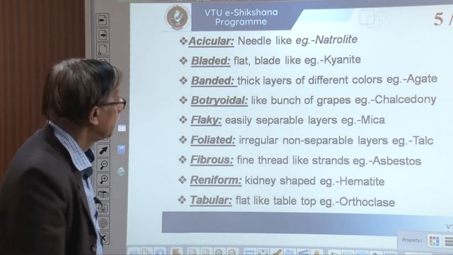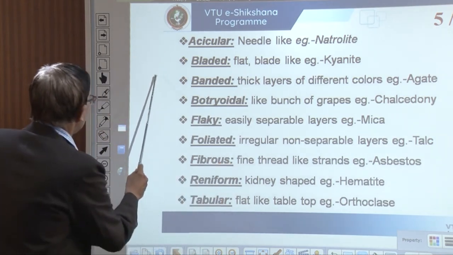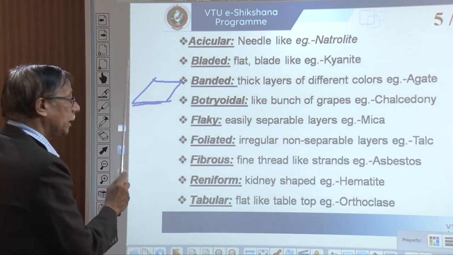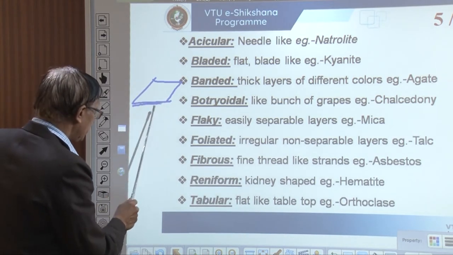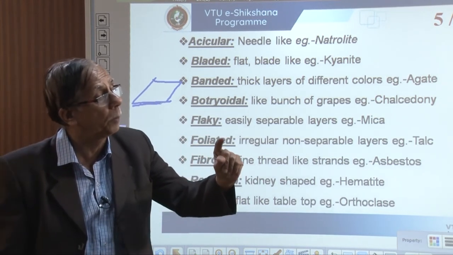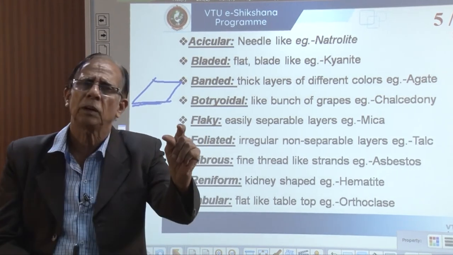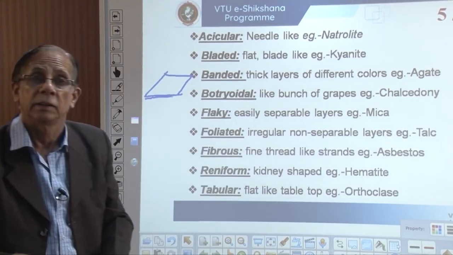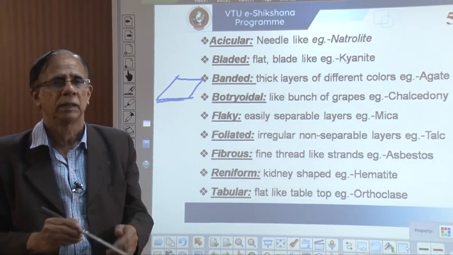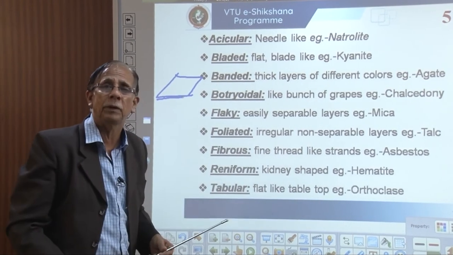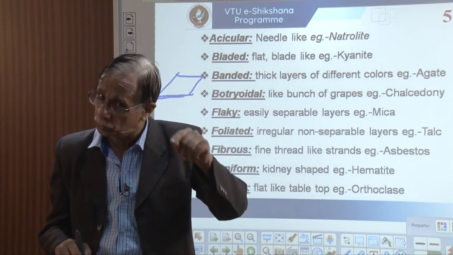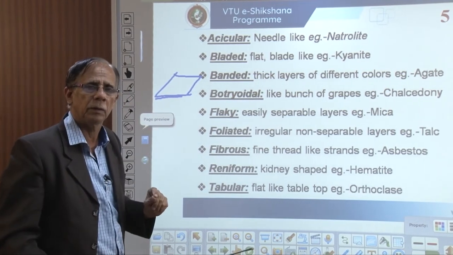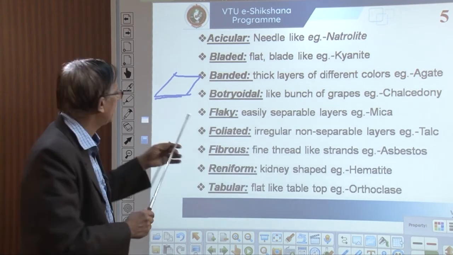Bladed, what do you mean by blade? Blade is a flat, very thin, broad, rectangular shape. If you take bundles of blades and touch their edges, they do not cut our finger, but if you take one single blade and touch its edge, it can cut our finger. That property we call bladed. Some minerals like kyanite have this property. It means its edges are so sharp they can cut our finger. It has a rectangular shape, very thin in one direction. In two dimensions they are broad, in the third dimension, very thin.